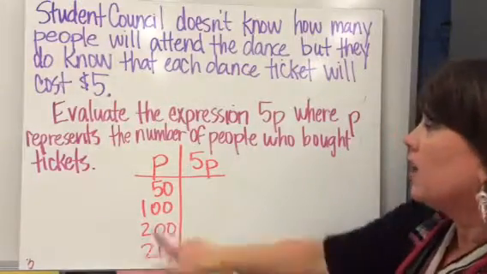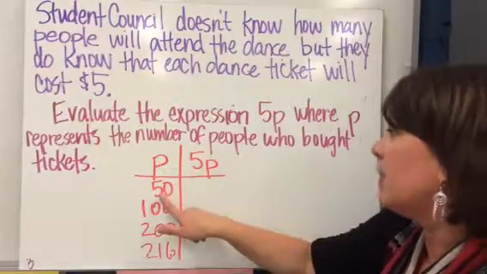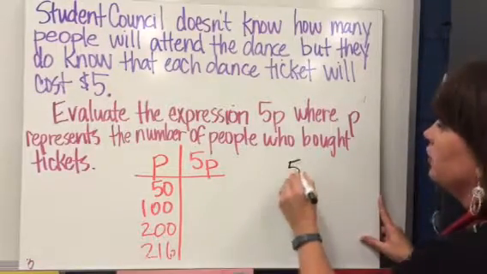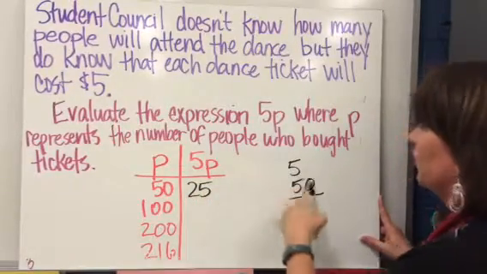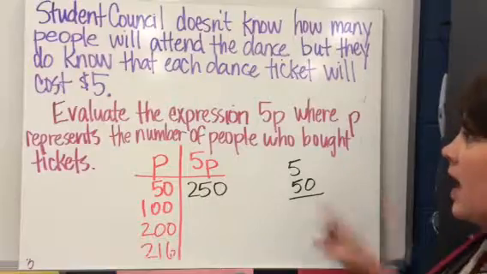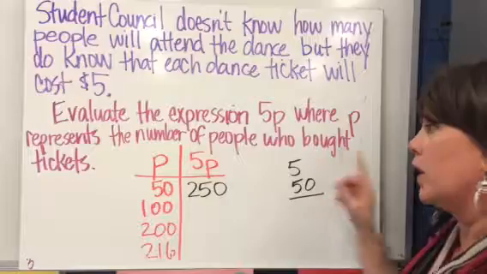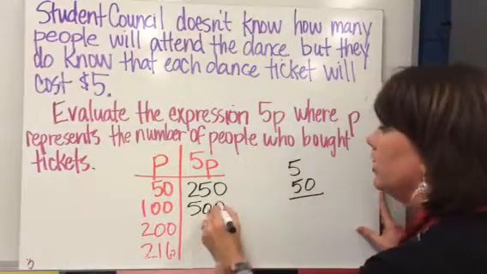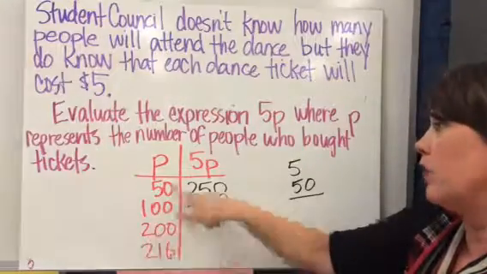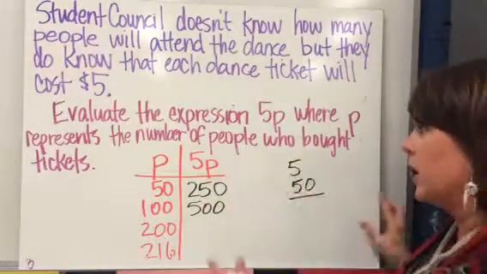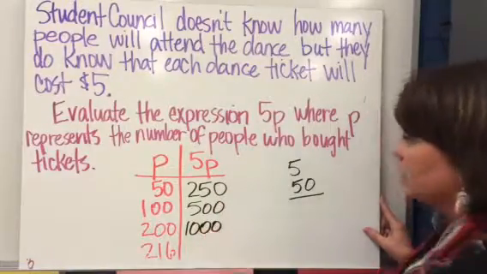Each ticket's $5. So if we have 50 people buy tickets for the dance, I'm going to do 5 times 50, which I can do pretty easily because 5 times 5 is 25, so 5 times 50 is 250. If there are 100 people that purchase tickets, I do 5 times 100, which is 500. If 200 people purchase tickets, I do 5 times 200. 5 times 2 is 10, so 5 times 200 is 1,000.